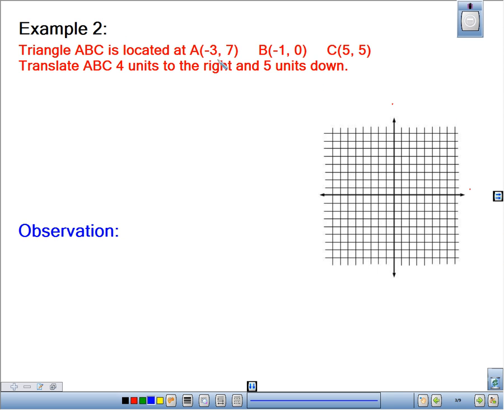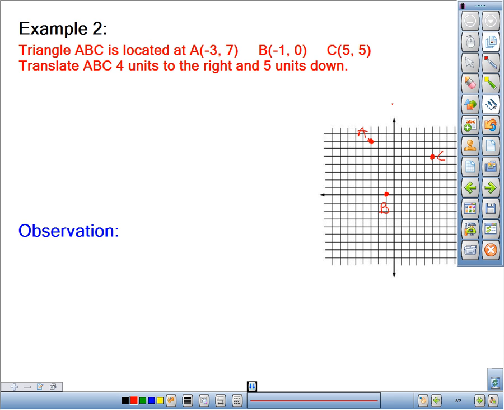We've got triangle ABC, and it's located at -3. So let's see, we're going to go over 1, 2, 3, and then up 7. 1, 2, 3, 4, 5, 6, 7. Okay. So that's point A. We know B is at -1, 0, so that would be about here. And then let's see, C is at the point 5, 5. So 1, 2, 3, 4, 5, and then up 1, 2, 3, 4, and 5. So there's C. Let's connect the dots. We can do that real quick.